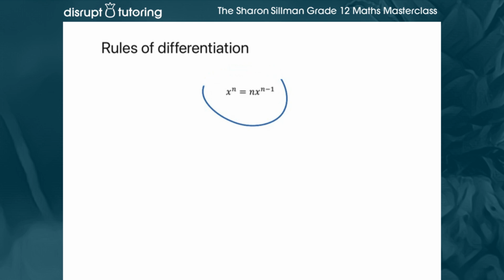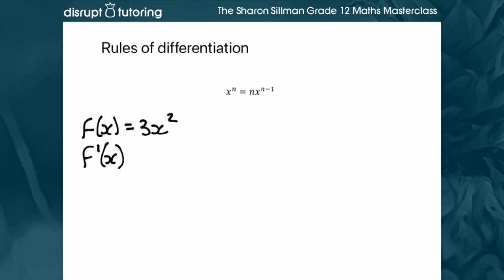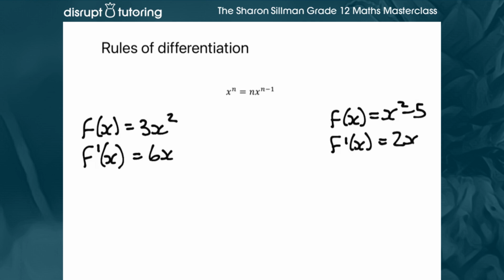So what I've written here is the general rule. I'm just going to write down the functions we found before. We worked with the function 3x squared, and we worked out that the derivative was 6x. We also worked with the function x squared minus 5, and we found that the derivative was 2x. So now I'm going to explain this rule, and then you can look at those to confirm that you understand it.